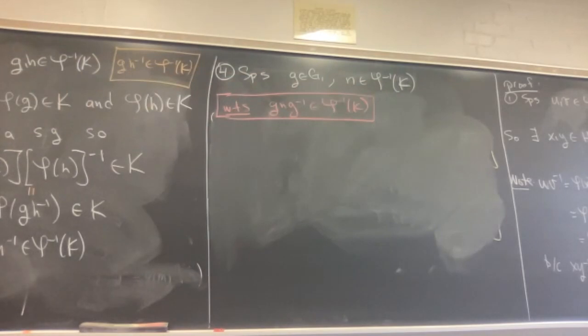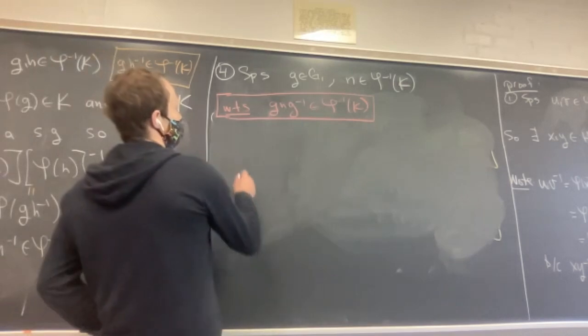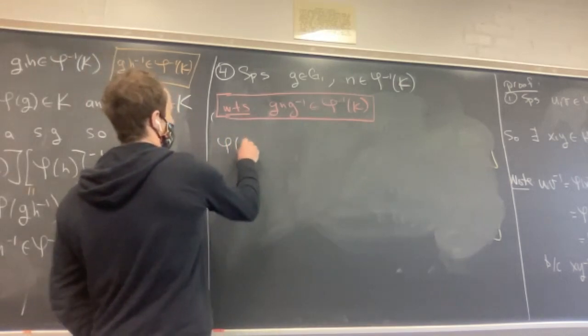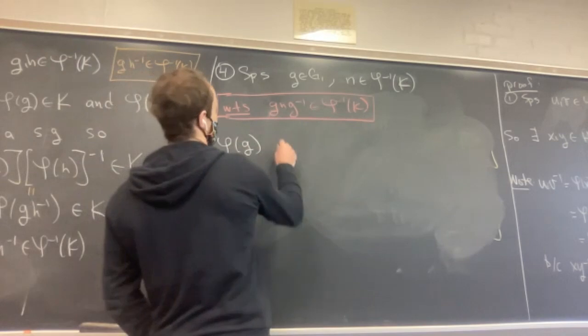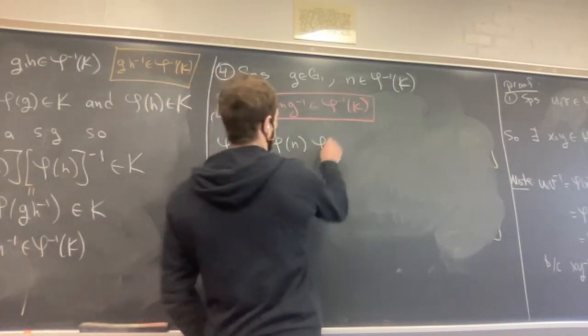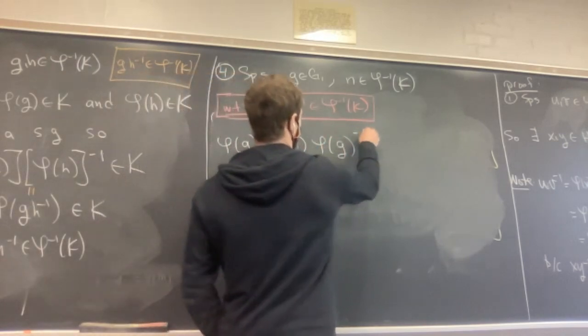Okay. But now we're going to use the same sort of strategy that we did over here. We're just going to map with phi to land back in the group that we know about. So we know that in the G2 group, everything is normal. So let's map over there. So let's look at phi of g, and then phi of n, and then phi of g inverse.